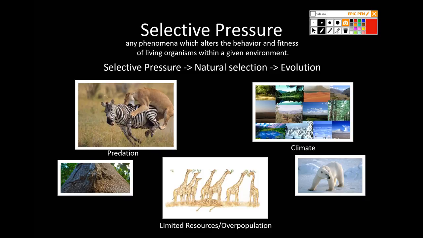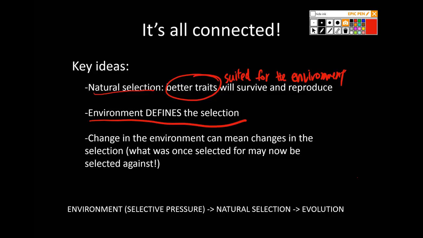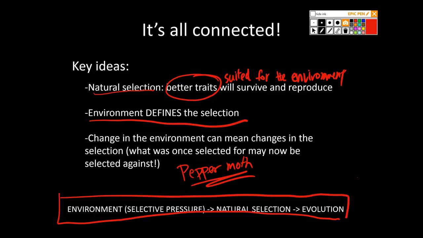To end this off, I'd like to summarize some key ideas. First of all, natural selection is basically the idea that phenotypes with better traits suited for their environment will survive and reproduce, passing on their traits. Thus, environment really defines the selection. So a change in environment can cause a change in how a trait is selected for or against. We can see this in the pepper moth example, where what was once selected for may now be selected against. Lastly, I want to emphasize this point here. The environment of the population, or the selective pressure that exists in the environment of the population, drives the natural selection, which drives evolution. And that concludes my presentation.